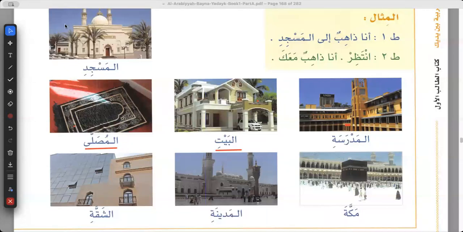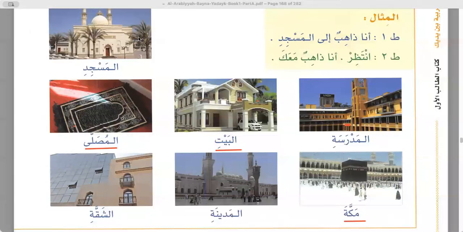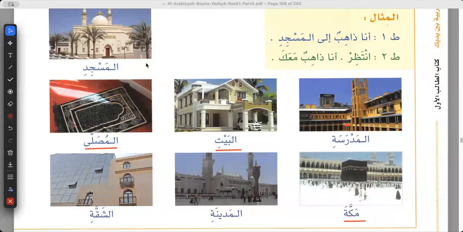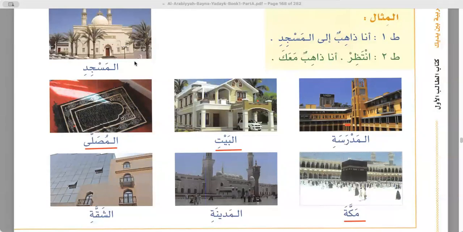Next, number 316. Number 449. أنا ذاهب إلى مكة. انتظر، أنا ذاهب معك. إلى مكة. أنا ذاهب إلى مكة. انتظر، أنا ذاهب معك.